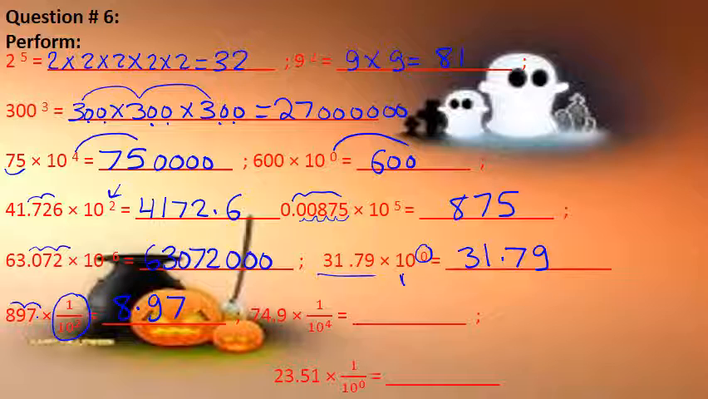74.9 times 10 to the power 4. So we should move it to the left 4 digits. It will be 0.00749. Now 23.51 times 1 over 10 to the power 0. Because the power is 0, don't move the point anywhere. It's 23.51.